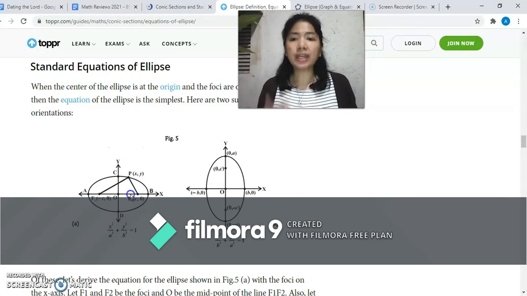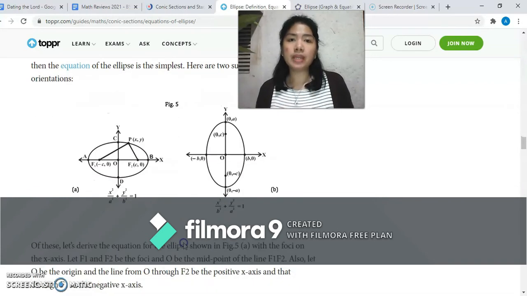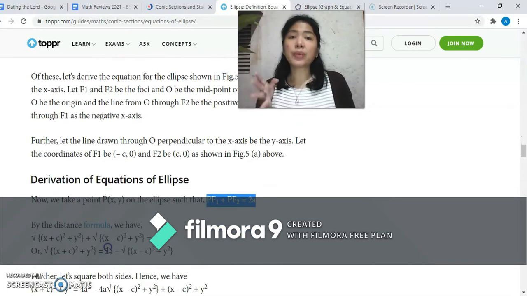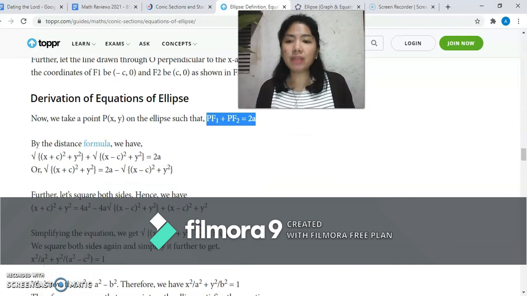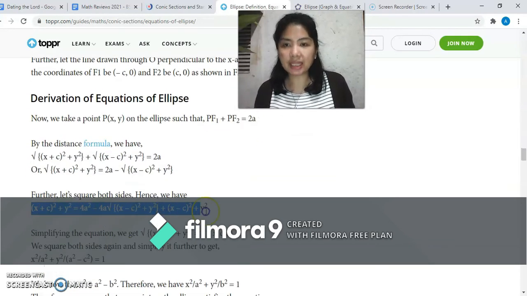Alright, and then our y distance again is y. So (x minus c) squared plus y squared is equal to PF2 squared. So get the square root of each side. So PF2 is equal to the square root of (x minus c) squared plus y squared, which is equal to 2a. And we were going to simplify everything. We will be getting this.